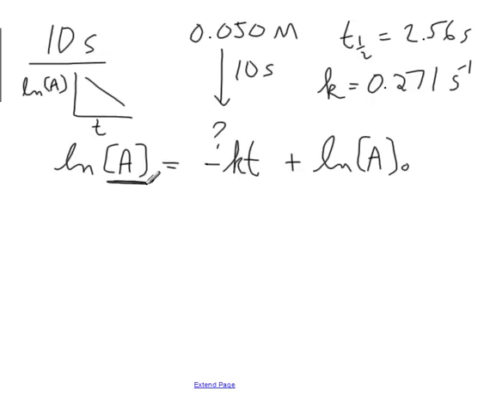The beginning concentration. Do we know that? Yes. Well then, let's go to it. The natural log of A will equal negative 0.271 times. Now one thing you have to watch for, and I got a bit sloppy here, I should have put in my units.